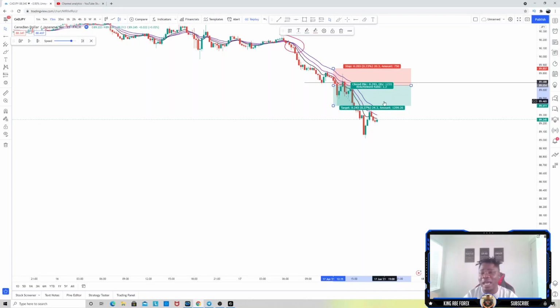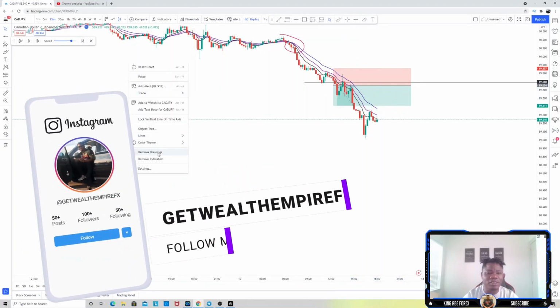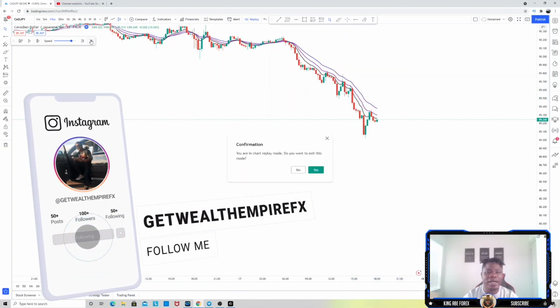So guys, this is how you use this strategy for a sell. Very simple. All you got to do is just wait for a pullback and wait for price to break below the previous low, and then you get in the trade. So now let me show you guys a buy example.